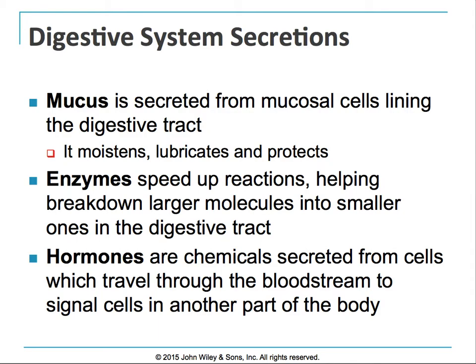Enzymes speed up reactions, helping to break down larger molecules into smaller ones in the digestive tract. Hormones are chemicals secreted from cells which travel through the bloodstream to signal cells in another part of the body.